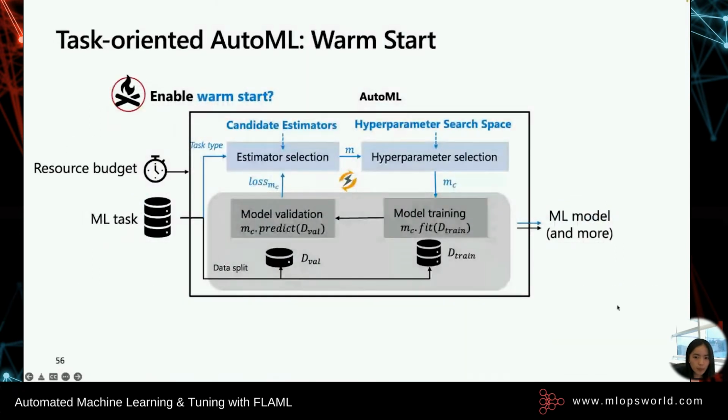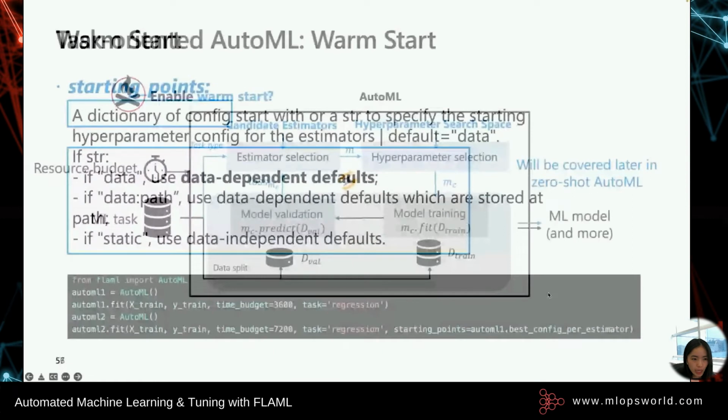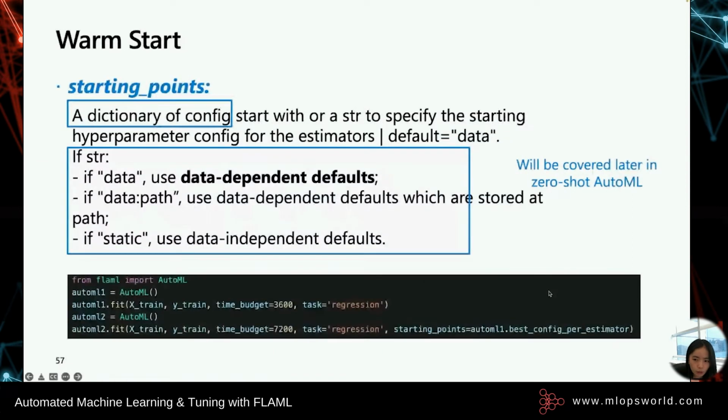Now let's look at another customization choice about warm start. Specifically, FLAML is able to provide a dictionary of configurations to start with via these starting points. This can be very useful in many scenarios. For example, if according to your past experience, you know a list of good configurations, you may want to incorporate that knowledge into your new AutoML experiment.